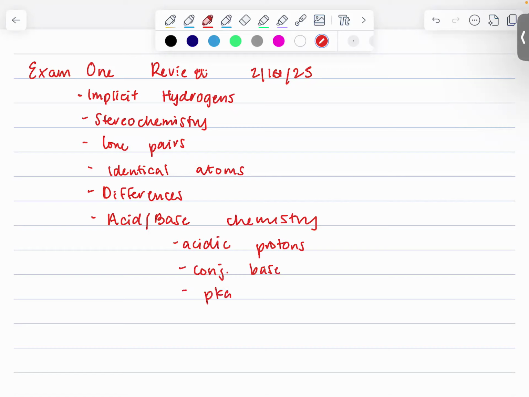The pKa table is going to be really important because acid-base chemistry leads us into buffers. So you need to know what a buffer is, and then the two equations that go with buffers, which is your Henderson-Hasselbalch equation, and then your proton concentration equation. And then, of course, chirality and identifying enantiomers.